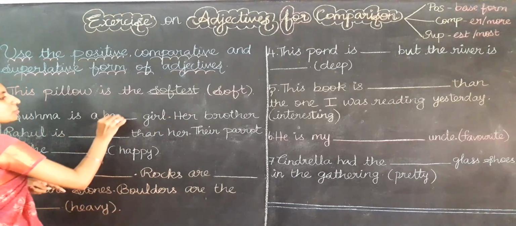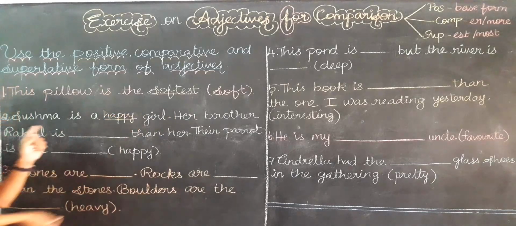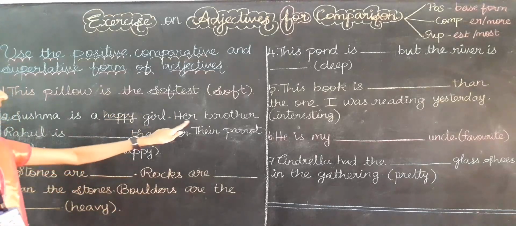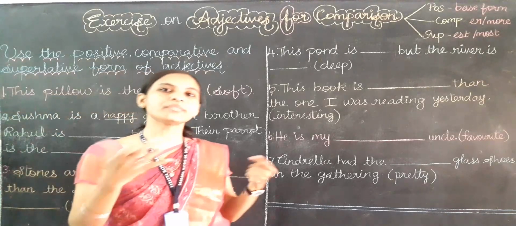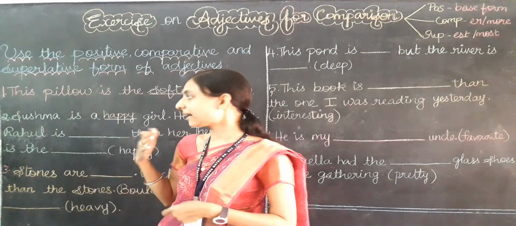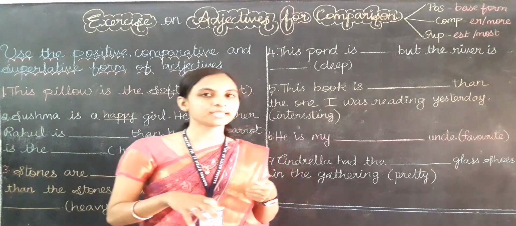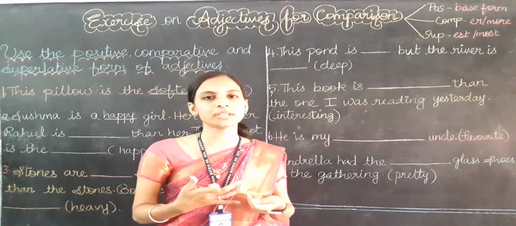So this belongs to positive degree, right? So Sushma is a happy girl. Next, her brother Rahul is dash than her. Here they are comparing Sushma with her brother Rahul. So when we are comparing, we need to use comparative degree. So what changes do we need to make to the adjective?